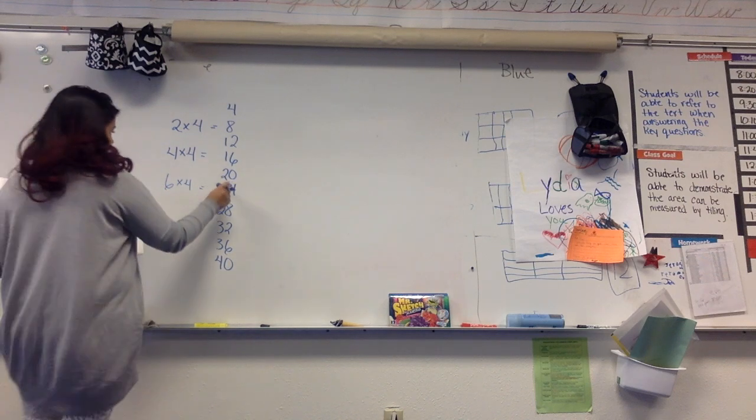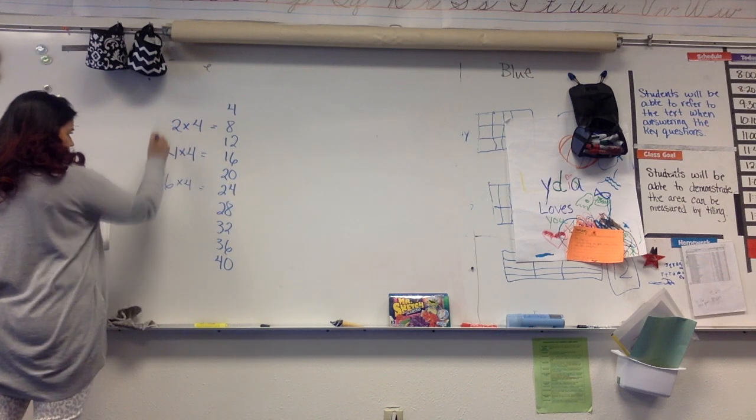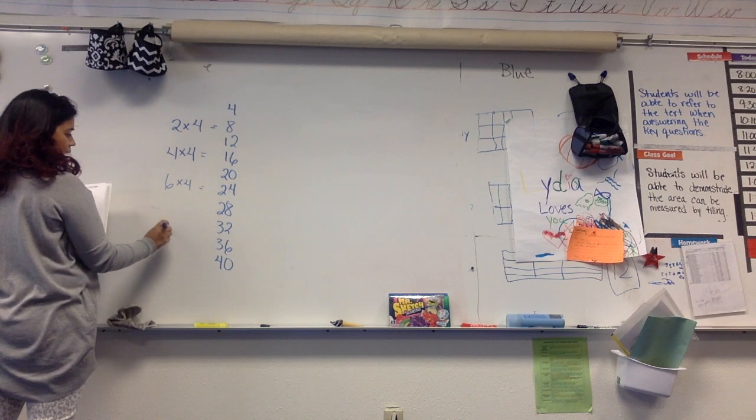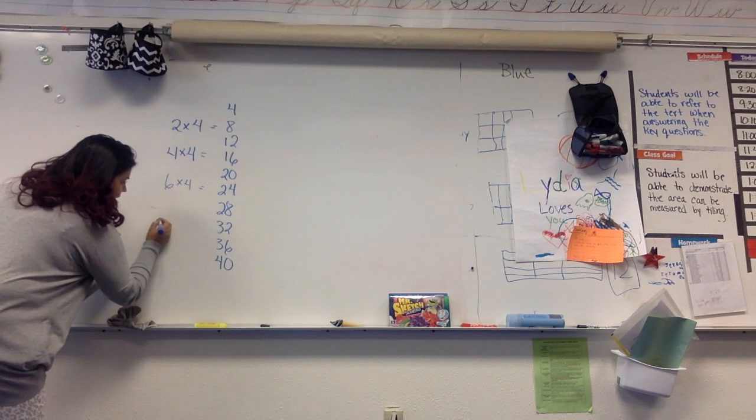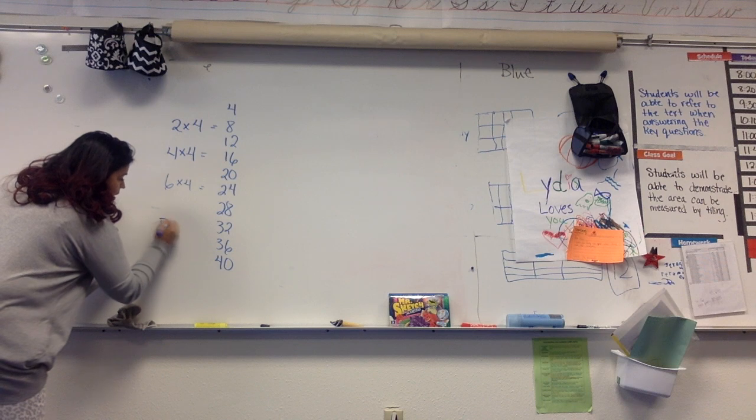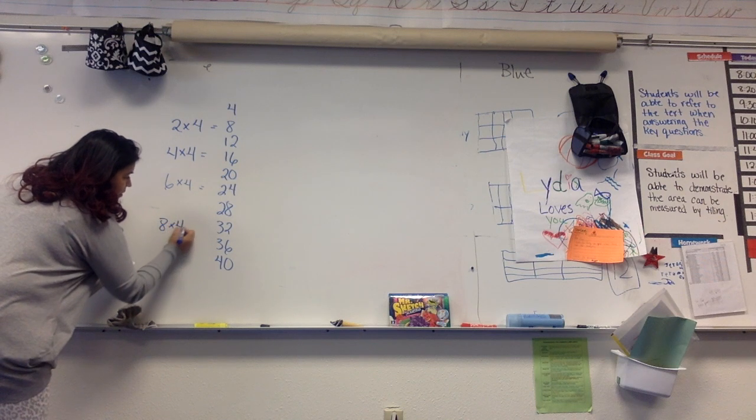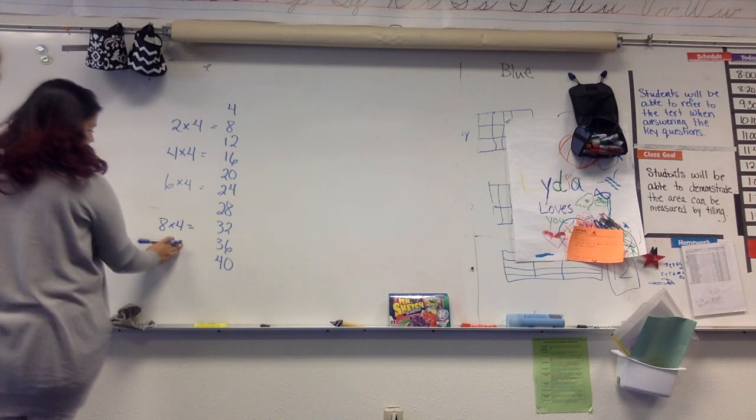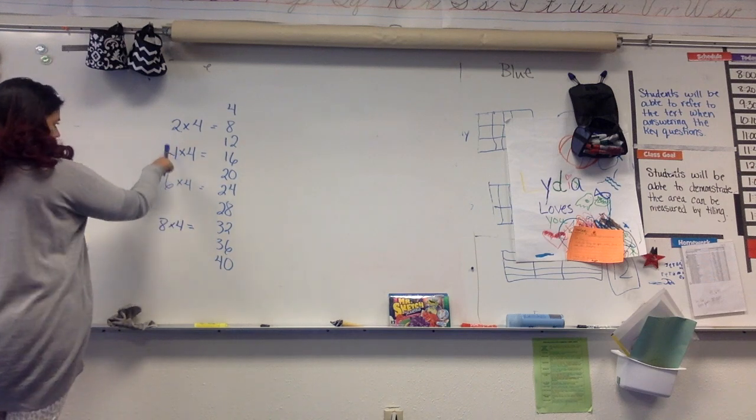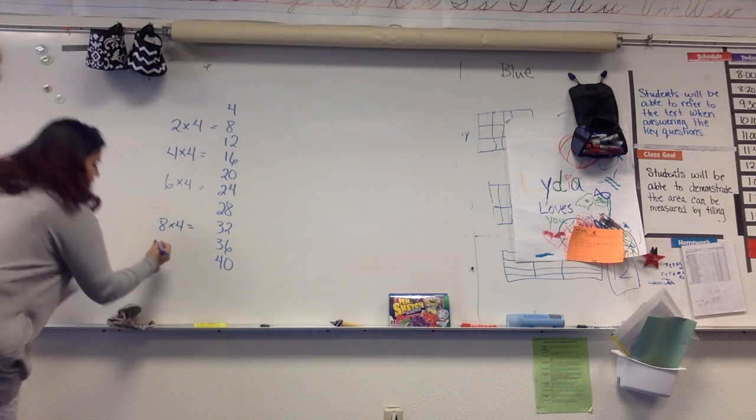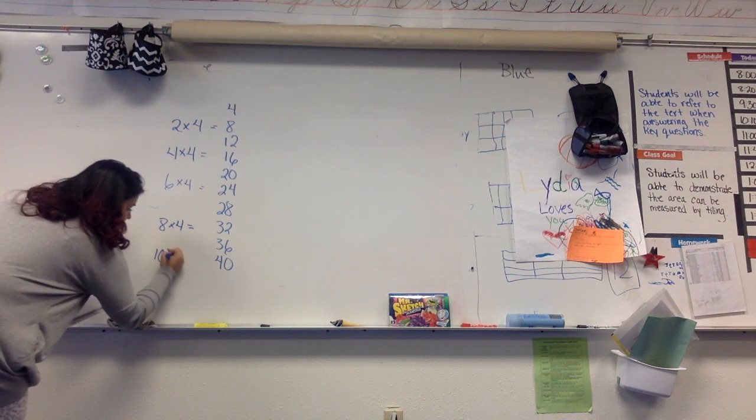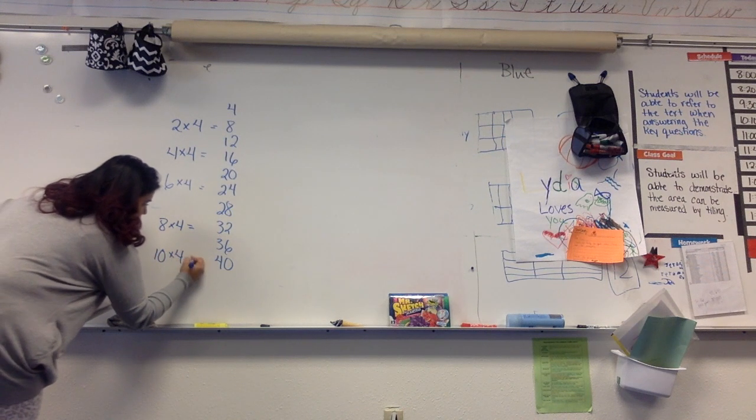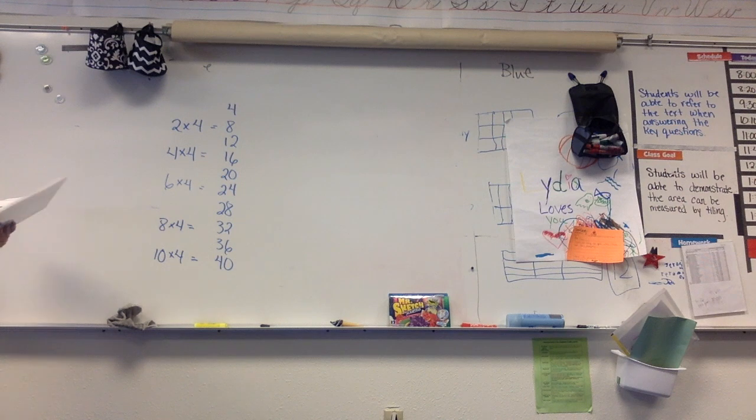I'm going to skip 1 again. You should see a pattern here. 2, 4, 6, 8 fours is equal to 32. I'm going to skip 1 again. 2, 4, 6, 8, 10 fours is equal to 40.